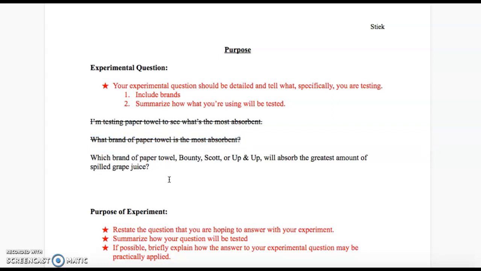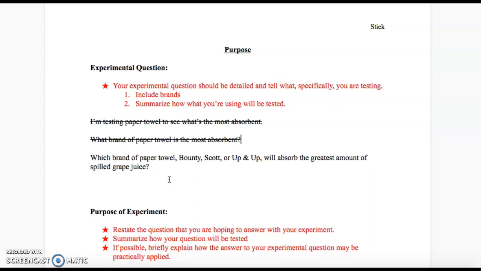Experimental question number 3, which brand of paper towel, Bounty, Scott, or Up and Up, notice I've listed my brands here, will absorb the greatest amount of spilled grape juice? Question mark. So we have a question. We don't have the letter I. Notice that the brands are labeled and we have summarized what we're going to be doing.